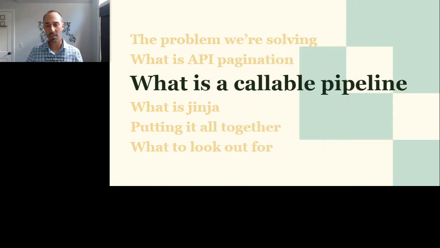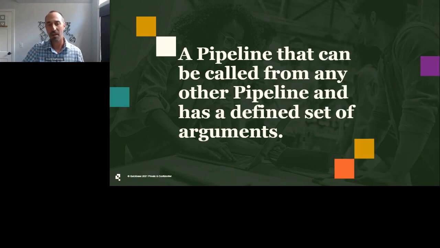So next, what's a callable pipeline? This is something I think a lot of people have seen but haven't really played with, or if they have, they haven't quite figured out how to leverage them. It can be a little tricky at first, but once you see it in action, it'll make sense. A callable pipeline is simply a pipeline that's being called from another pipeline. That's all it is.